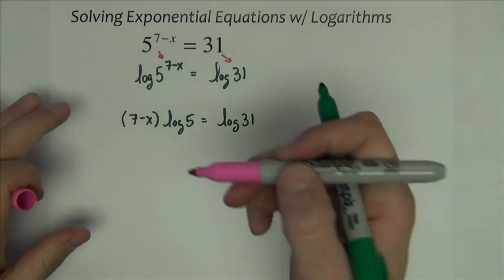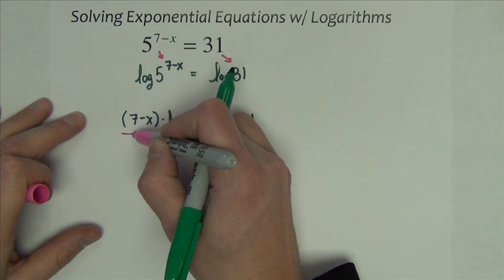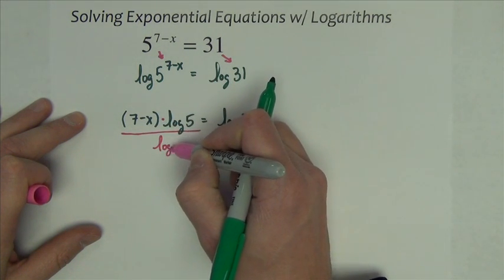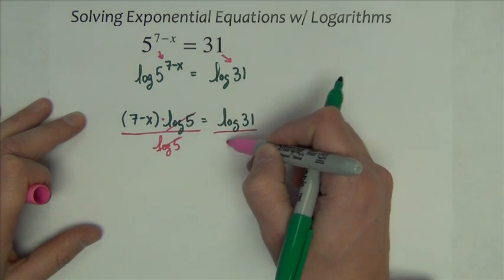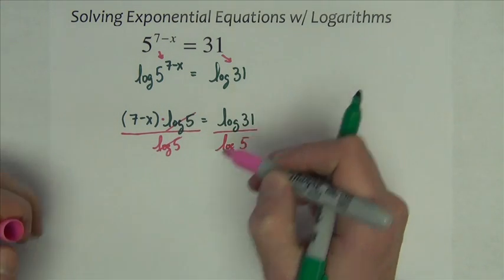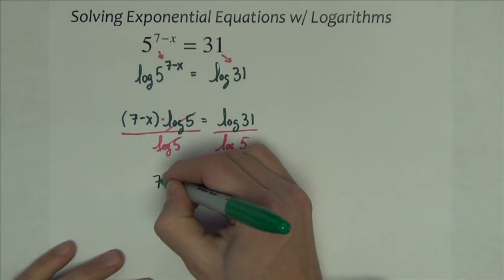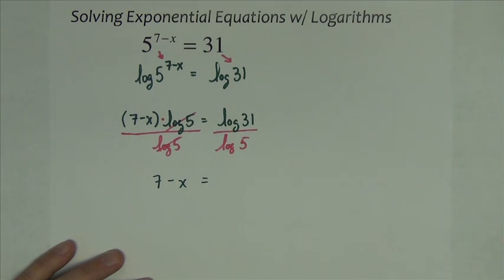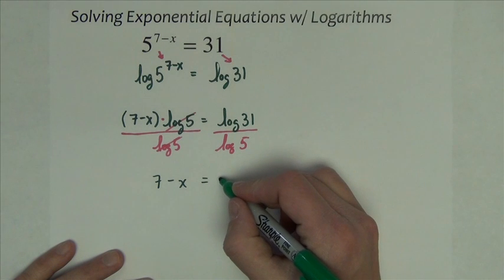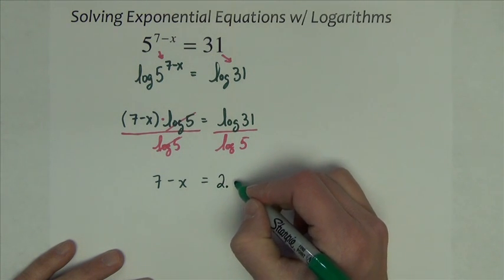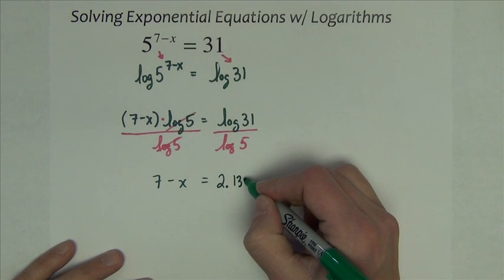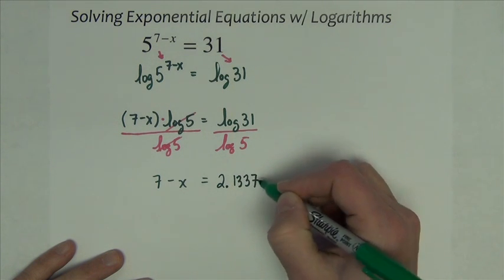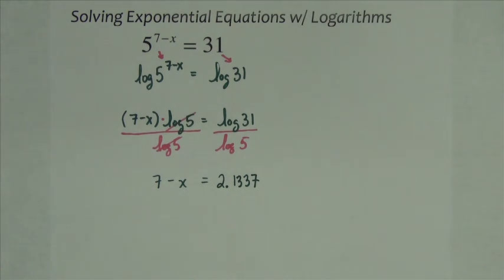From here, it just becomes an algebra equation to solve. The log 5 is multiplying the 7 minus x, so we can divide by log 5. So we get now 7 minus x equals log 31 divided by log 5. And if you want to go ahead and go to the calculator here and just compute that number, I'm just typing this into the calculator. There's no magic here. I get that fraction is 2.1337. I would say use at least 4 decimal places of accuracy here.